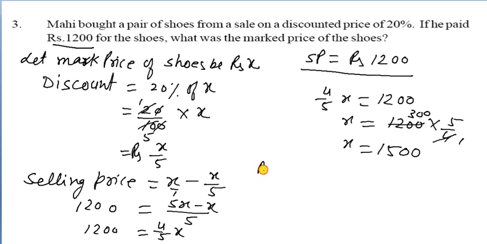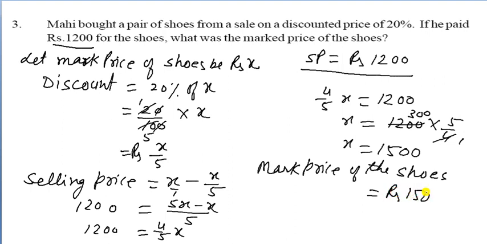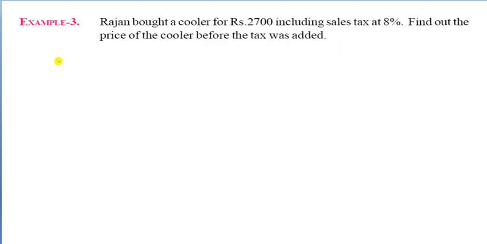So the mark price of the shoes is equal to rupees 1500, and that is your answer. So let us see the next example.